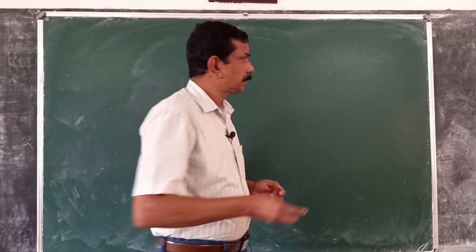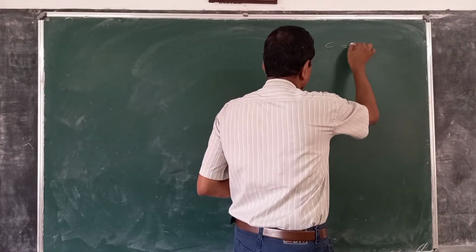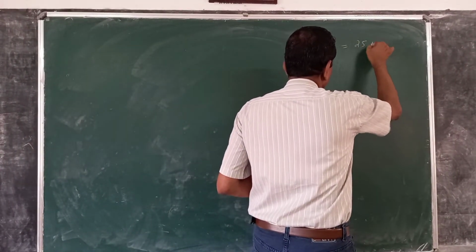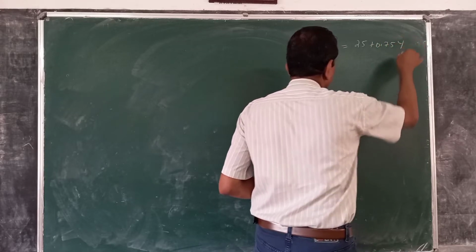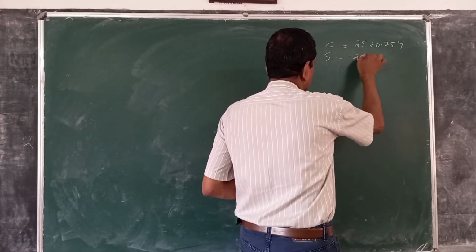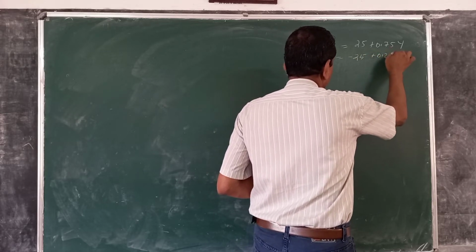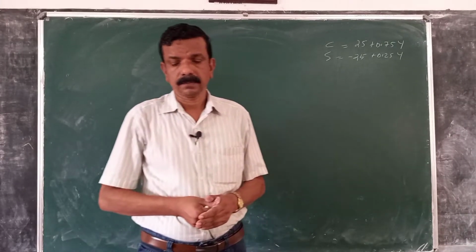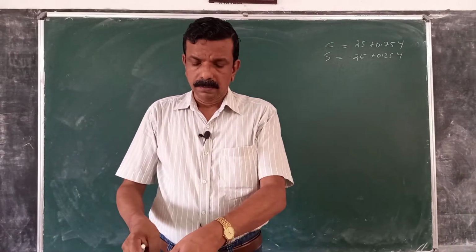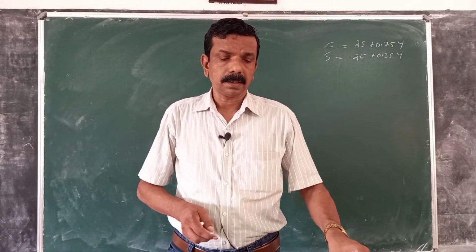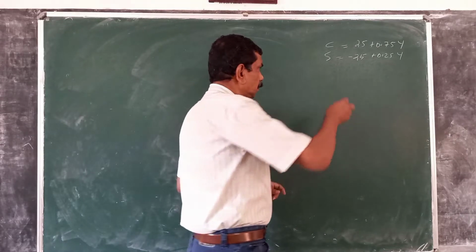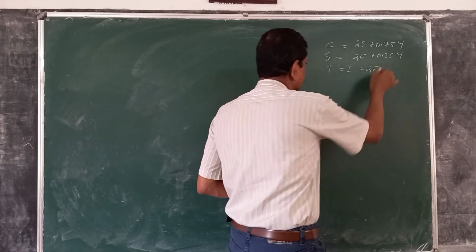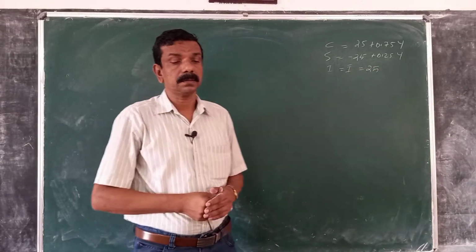Let us assume that C is given as 25 plus 0.75y, so that S is equal to minus 25 plus 0.25y. Now, further assume that I is equal to I bar is equal to 25.